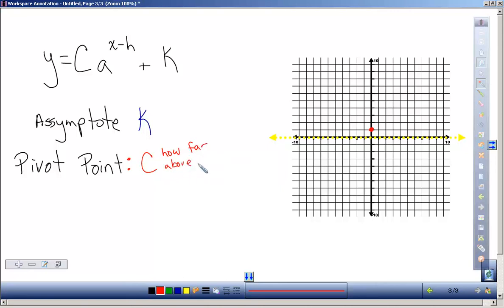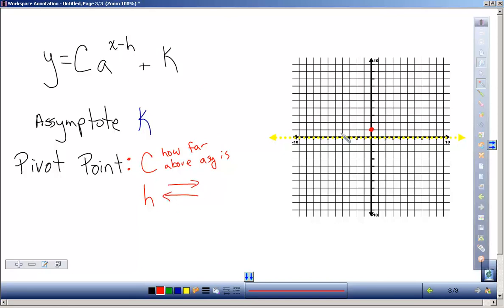C is going to tell us how far above the asymptote the pivot point is. So is it one space above? Is it two spaces above? Is it 5 spaces above? How far above the asymptote is the pivot point? That's what C tells us.